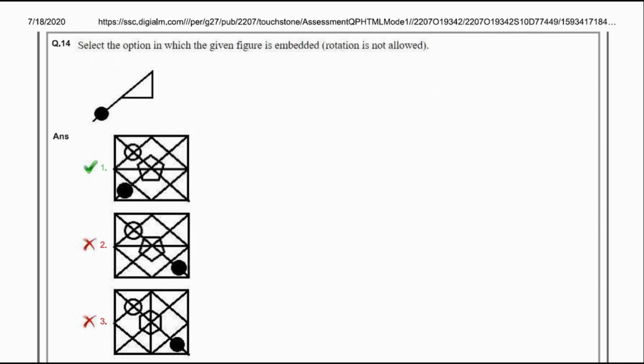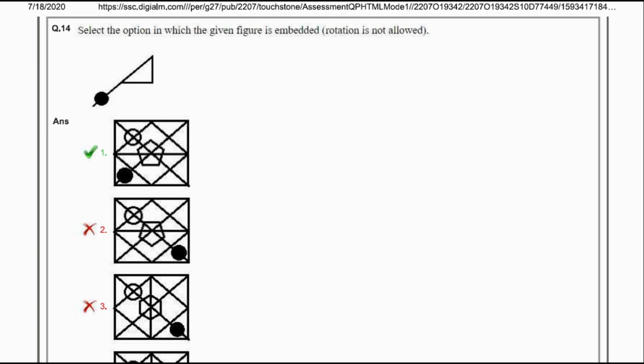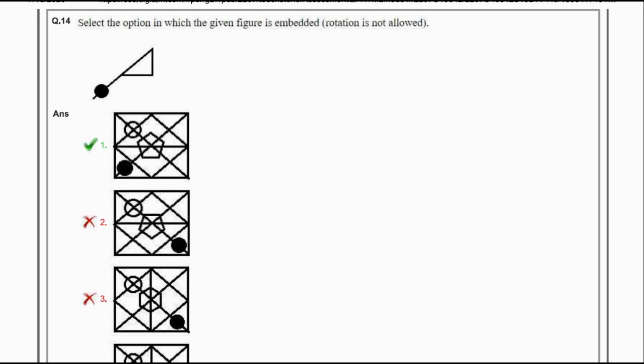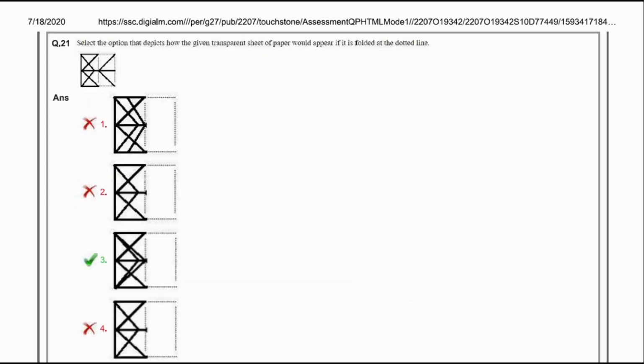Select the option in which the given figure is embedded. Rotation is not allowed. So, the very first question: when you look, there's a triangle in the very first figure given. You can easily go through this question and find that a triangle is there, and on that triangle is a dark circle. So option A is the correct option in this question.